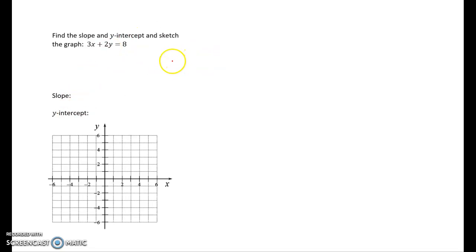Find the slope and y-intercept and sketch the graph. So the graph is 3x plus 2y equals 8. Now if we need to find the slope and y-intercept, the easiest way to do this is to solve for y so that we can get it in y equals mx plus b form.